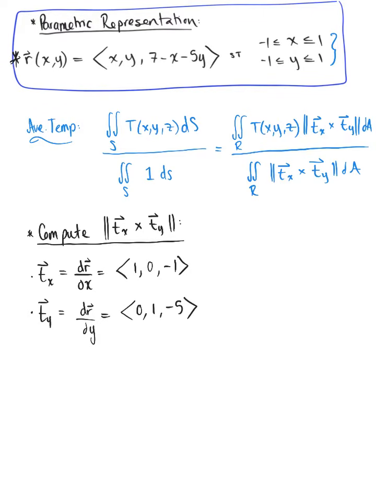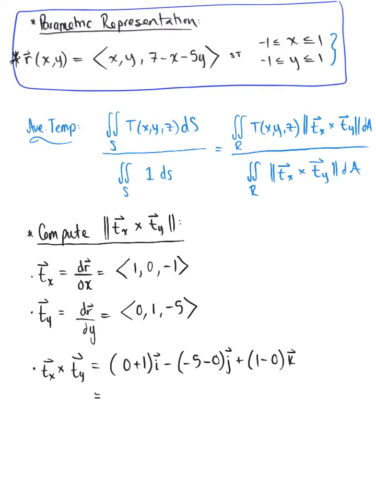So now taking the cross product of these two vectors, we will have 0 minus a negative 1, so plus 1 i hat, minus negative 5 minus 0 j hat, plus 1 minus 0 k hat.